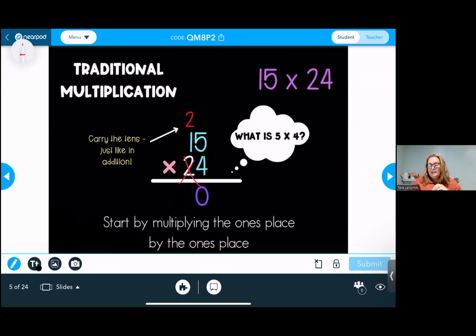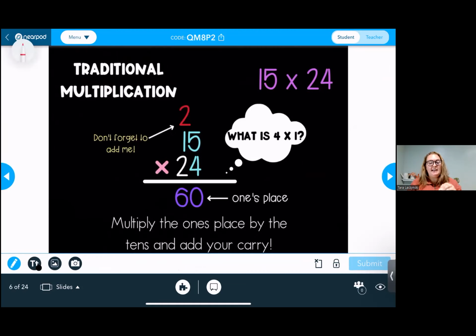Once we have this, we continue with the 4. We give it its second turn. What is 4 times 1? 4 times 1 is 4. Add 2 is 6. Notice how I have this written that this is the ones place, because everything we did here was for the 4, which is in the ones place.